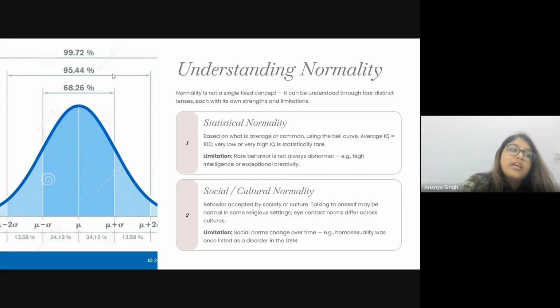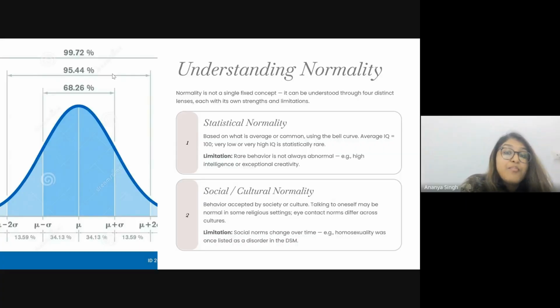But in the American culture, if you're not making eye contact and talking, that is considered a sign of low confidence. You see how the interpretations change with culture. That is what this concept of normality is all about. But however, these norms also change over time.